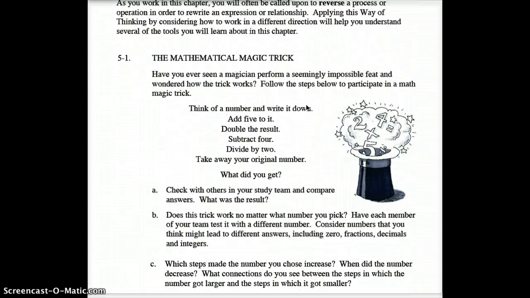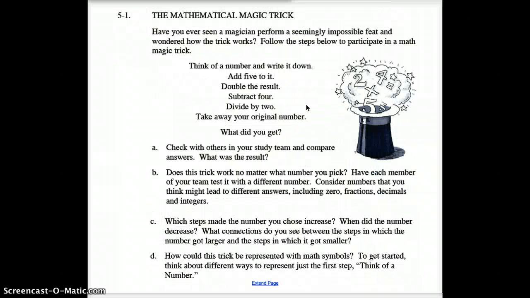Now, here's another mathematical trick. Go ahead and take your calculator again. Pick a number. Think of a number. It doesn't matter what the number is, but pick a number. Add 5 to it. Oh, by the way, that number you picked, you may want to write it down just like it says right here. Write it down. So, add 5 to that number.